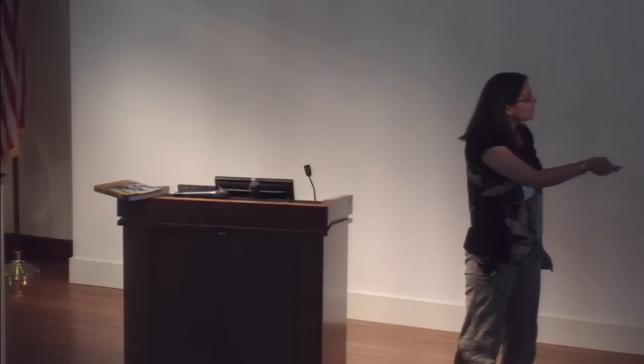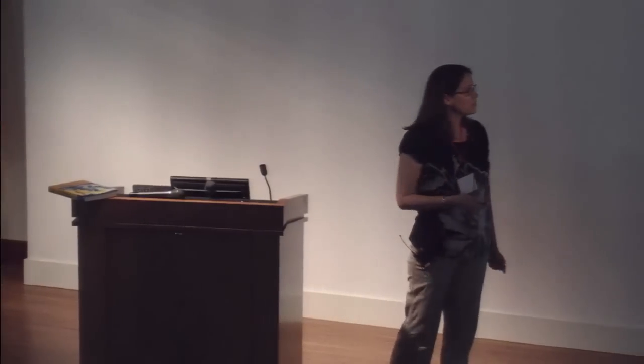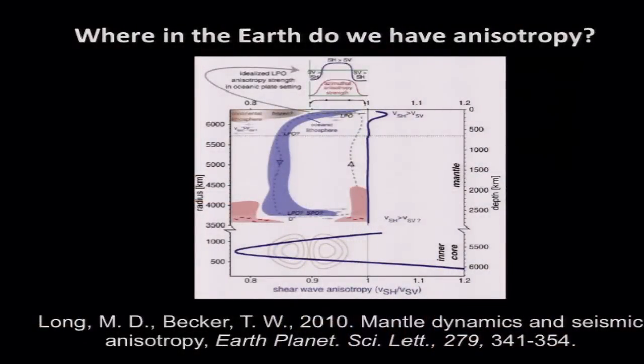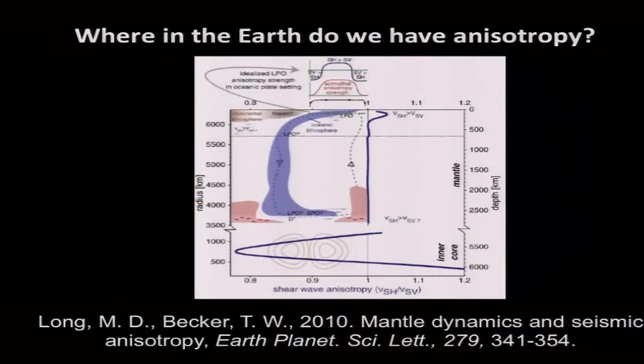We do have strong anisotropy down here at the base of the mantle in the D double prime layer. This has been known for quite some time, and understanding why that is is a really interesting problem. Down here, this represents the radial anisotropy in the inner core. The inner core has extremely strong anisotropy. Not the focus of the talk today, but certainly very interesting and important nonetheless.